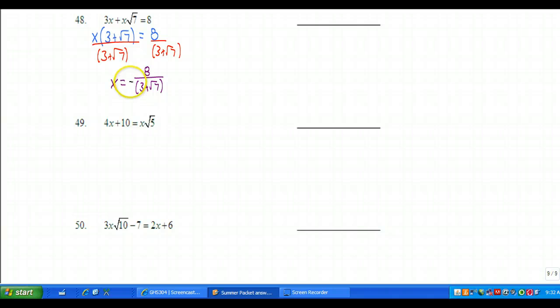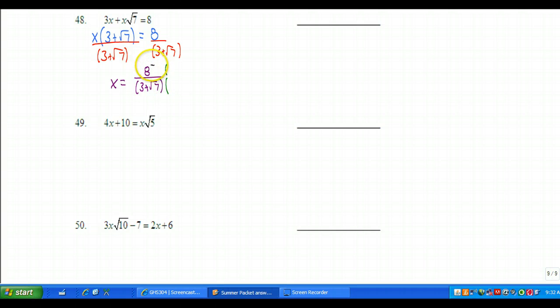Now that is an answer. We have x isolated all by itself. We know x is equal to this. The only problem is we have a square root down in the denominator, and that's not allowed. So what we're going to do next is multiply both numerator and denominator by the same thing. I don't want to square numerator and denominator for two reasons.